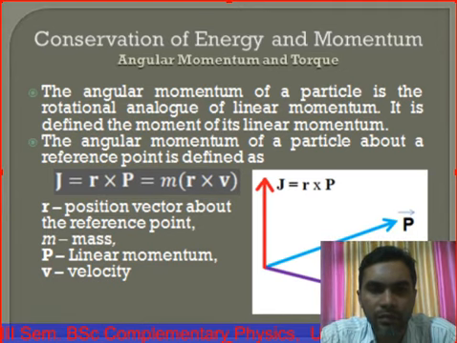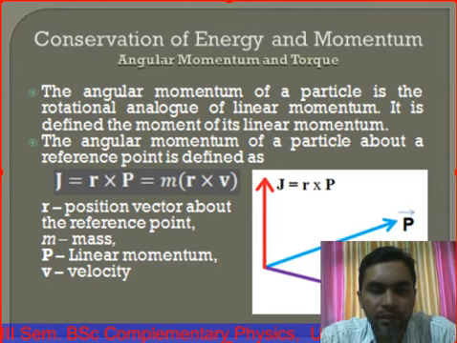Angular momentum is actually the moment of linear momentum. The moment means if any quantity is multiplied by a perpendicular distance of that quantity from a reference point, we will get the moment of that quantity. So angular momentum is actually linear momentum into perpendicular distance of that linear momentum from some reference point, that we will discuss in the next slide.